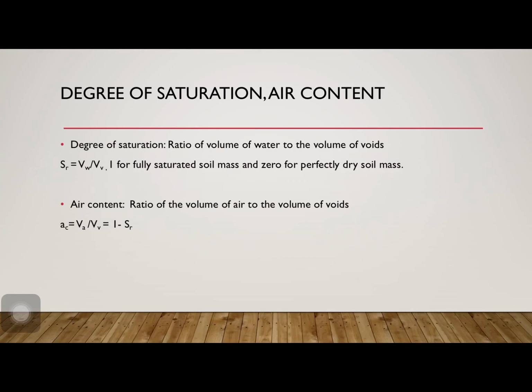Next is air content. Air content is the ratio of the volume of air to the volume of voids, the same as degree of saturation. In the degree of saturation we saw it is the content of water in the voids, but in the air content it is the air in those voids. So the annotation for air content is AC, which is equal to VA by VV, which is equal to 1 minus the degree of saturation, that is Sr.